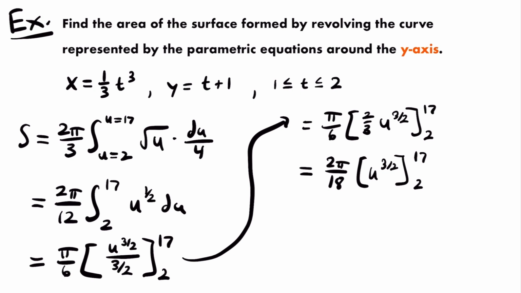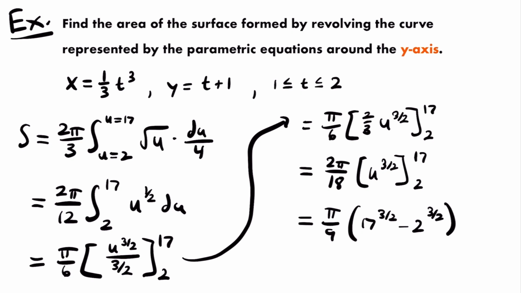All right, so now we can evaluate u to the 3/2 power at 17 and subtract the evaluation at 2. So this will be equal to 2 pi divided by 18, but that can be reduced by a factor of 2 in the numerator and denominator, right? We have 2 pi divided by 18, 2 pi divided by 2 is pi, and 18 divided by 2 is 9. So this is pi divided by 9, and that will be multiplied by 17 to the 3/2 power minus 2 to the 3/2 power. All right, and so that right there is going to be our final answer.